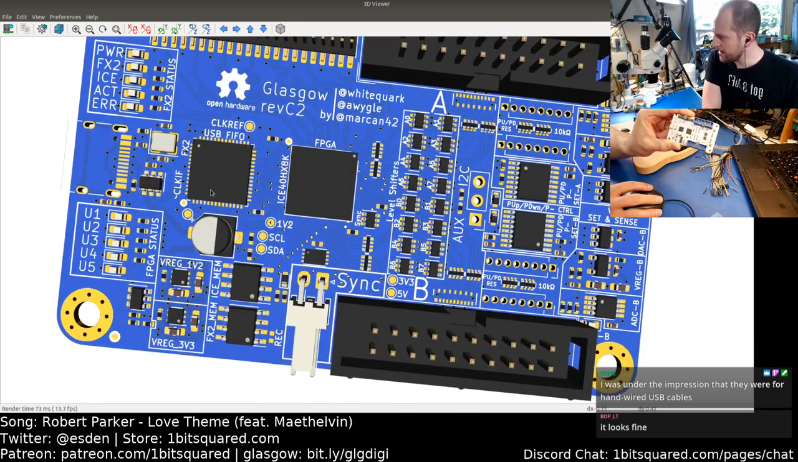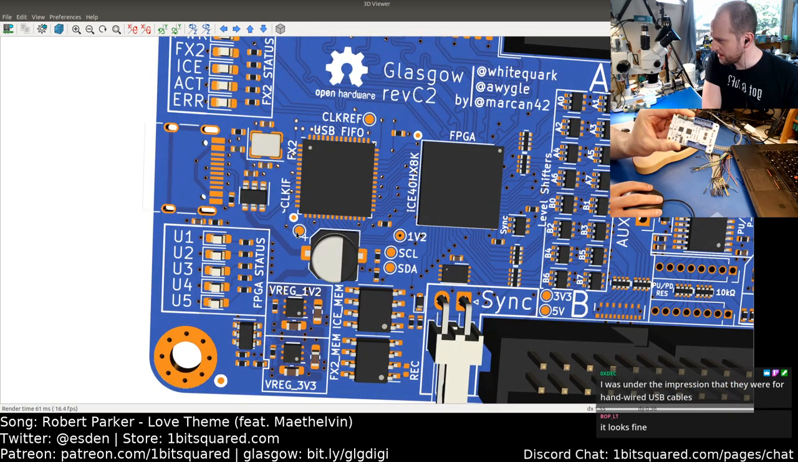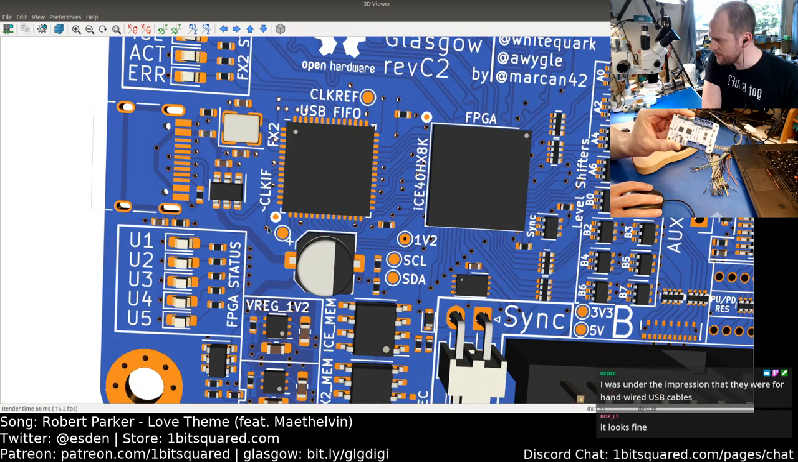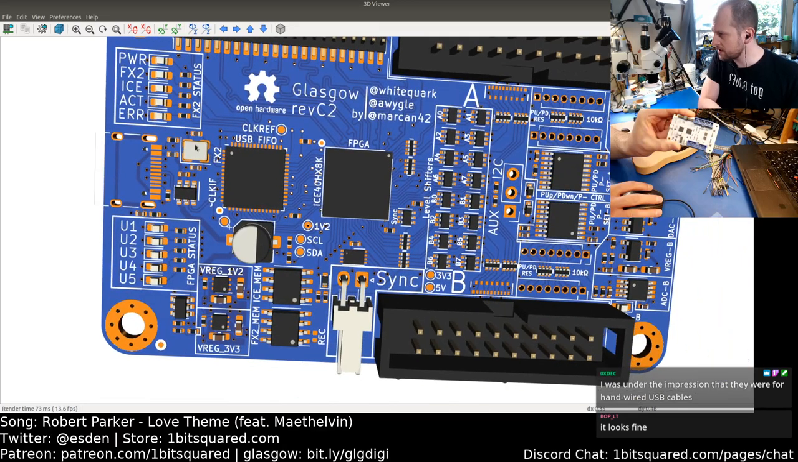Okay, well, I think that would be it for today. The clock ref, oh yeah, there's more silk screen that I have to adjust. Maybe I can put the clock ref back where it was. I will try to fiddle that in. But yeah, you have the USB-C connector.